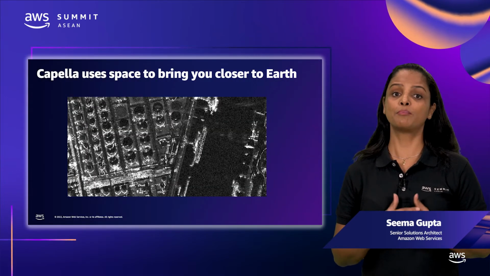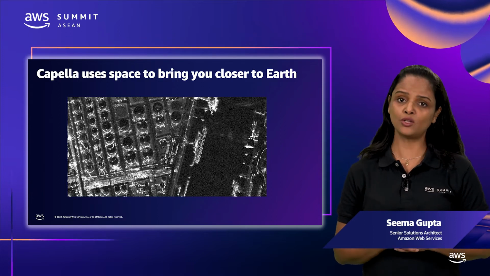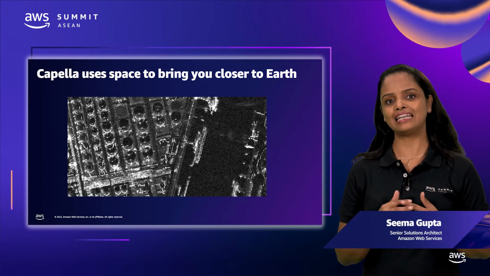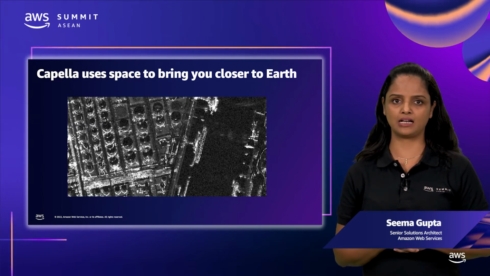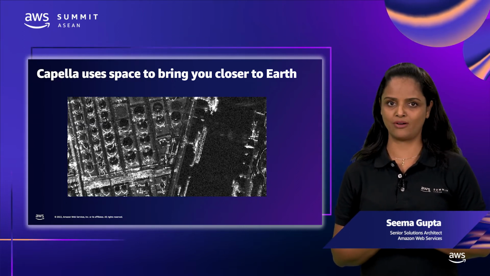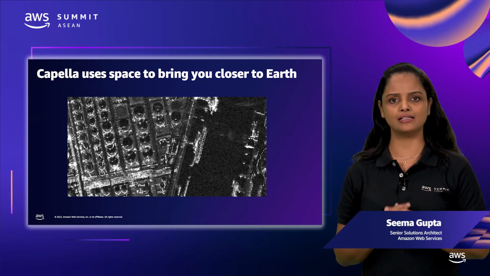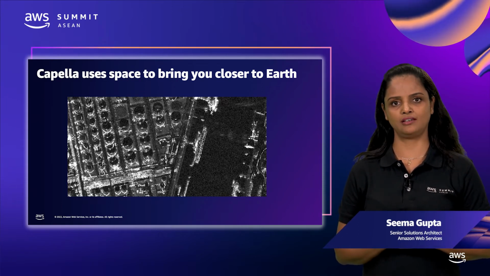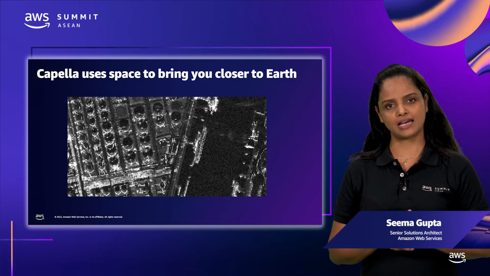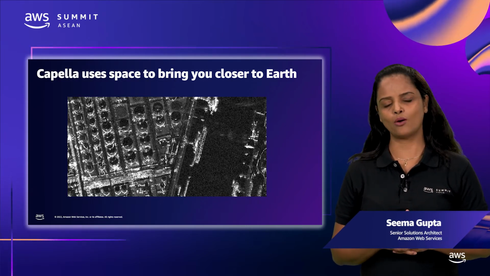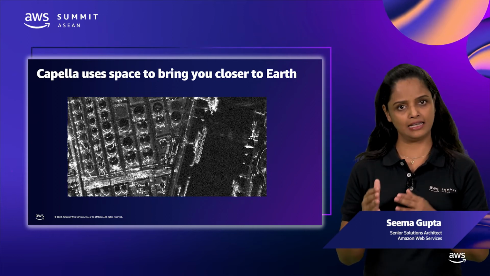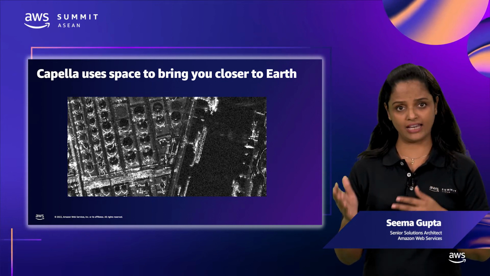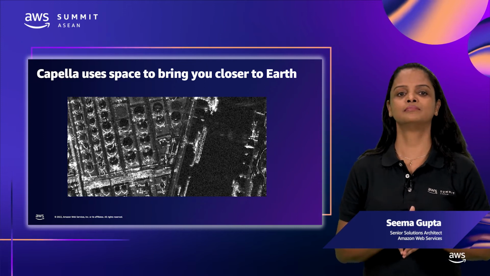Capella Space, a provider of on-demand Earth observation data by synthetic aperture radar, or SAR, is leveraging Amazon SageMaker, AWS's ML platform, to build complex ML models on SAR satellite imagery. By applying ML to SAR imagery, Capella can automatically detect global events in near real time without being hindered by weather or time of the day.